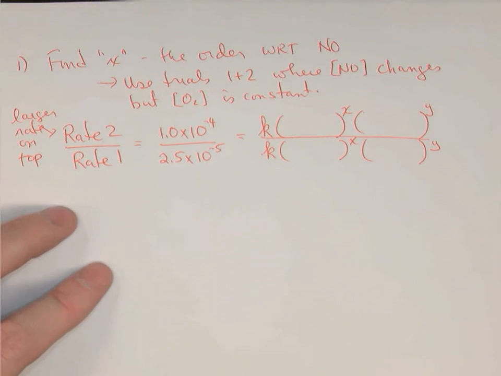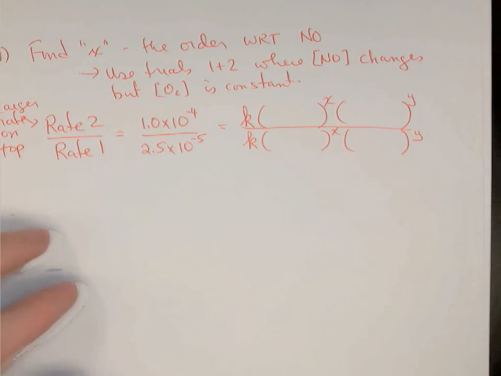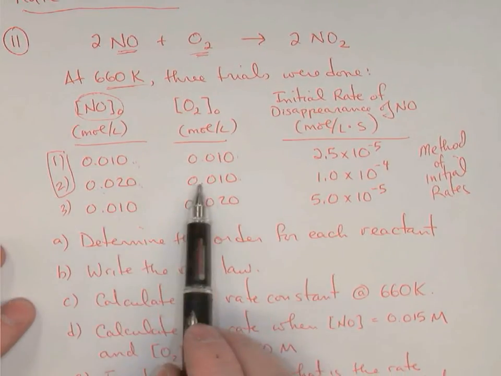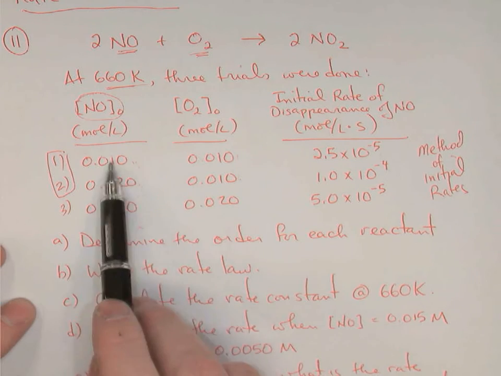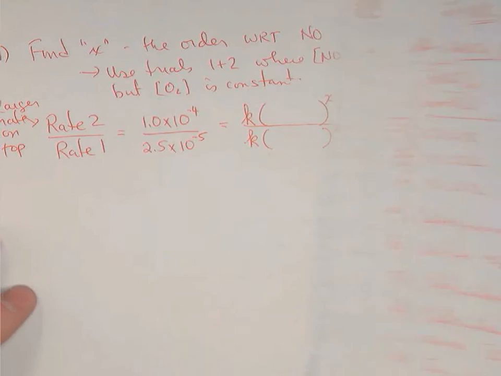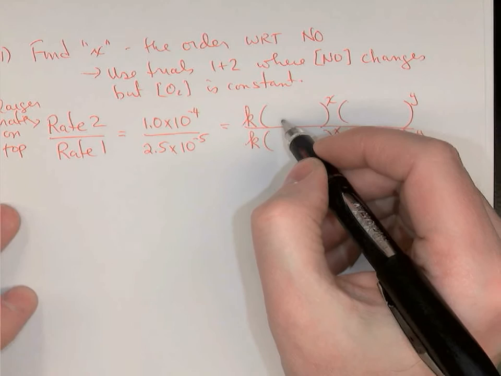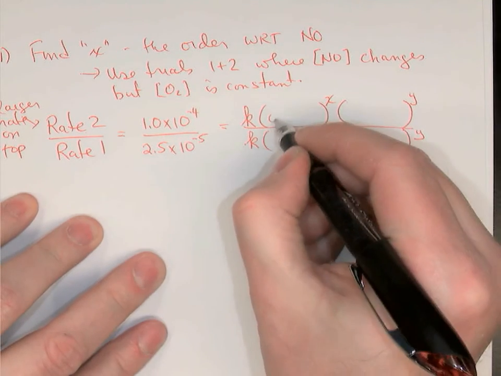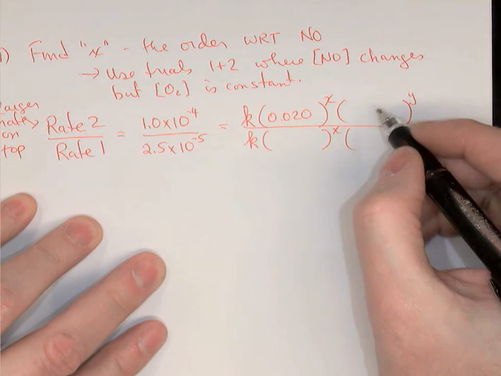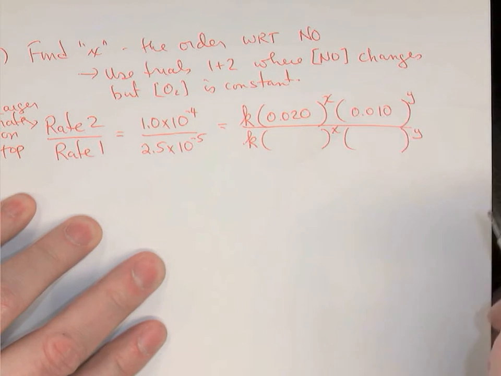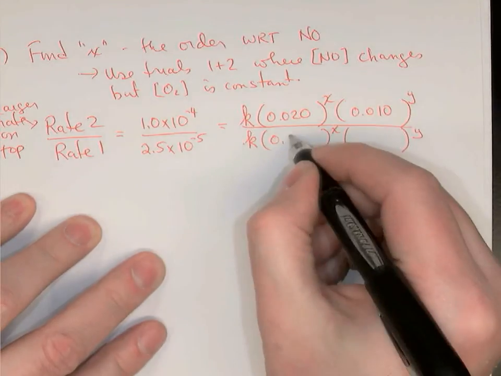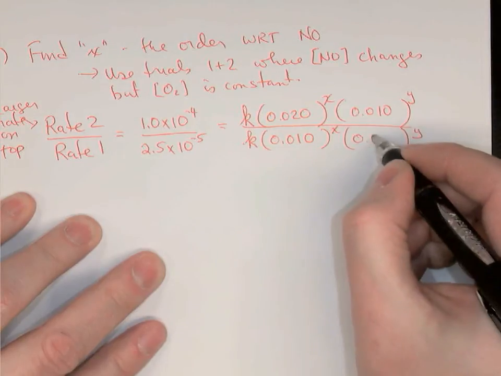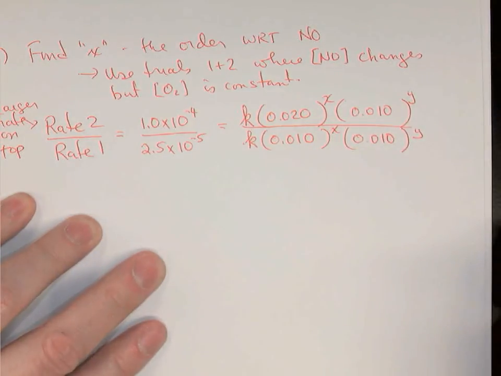And now, to get the numbers for those brackets, just look back at your data table. In trial 2, the concentration of NO was 0.02 and O2 was 0.01. In trial 1, they were both 0.01s. So let's put those numbers into these brackets, and be sure you put trial 2's concentrations on top to match with rate 2. So 0.020 was the concentration of NO, 0.010 was the concentration of oxygen, and on the bottom 0.010 was the concentration of NO in trial 1, and 0.010 was the concentration of oxygen in trial 1.